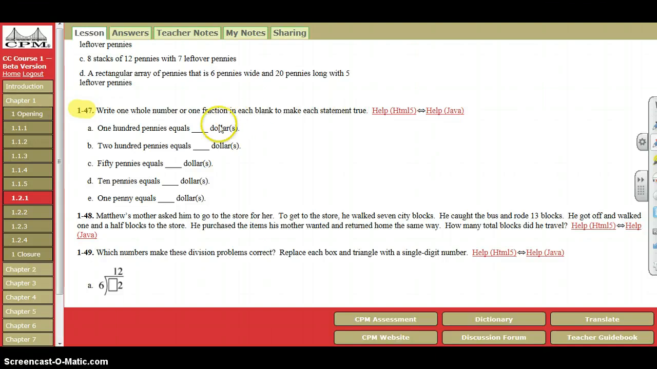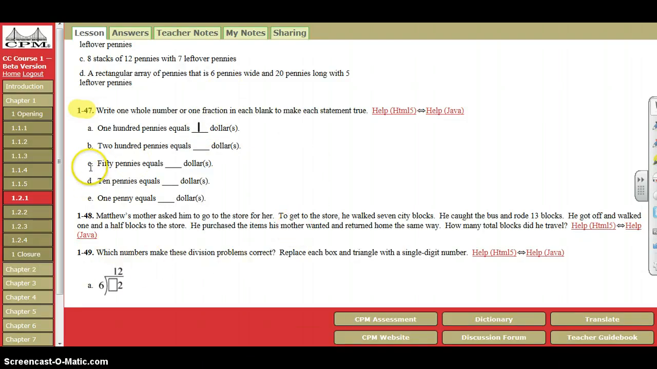Hopefully you know that 100 pennies equals $1, right? The next one, B, says 200 pennies equals how many dollars? That's another whole number answer. For C, D, and E, you are going to have a fraction answer, okay? Because you will not have enough pennies to equal one whole dollar or more than that.